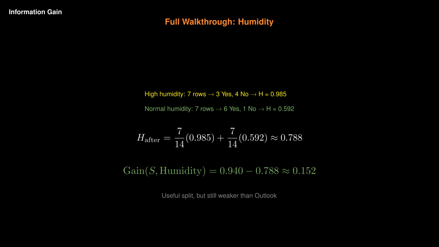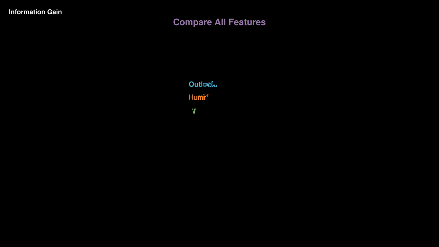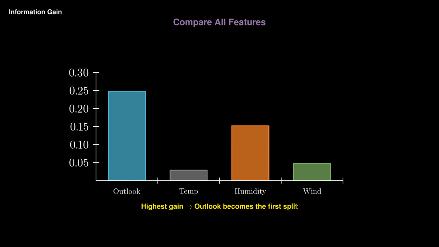Now we repeat this for every feature. Outlook gives a gain of 0.247. Temperature gives 0.029. Humidity gives 0.152 and wind gives 0.048. Outlook has the highest information gain, so it becomes our first split. This is the greedy strategy at the heart of decision trees. Always pick the feature that gives the most information right now.